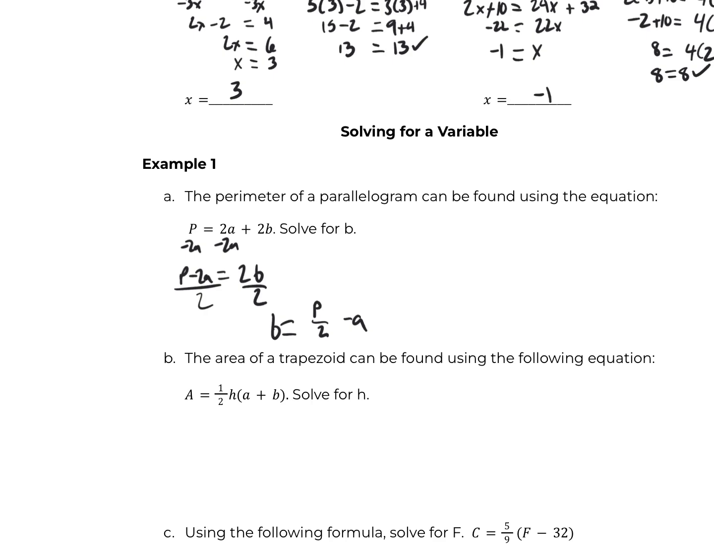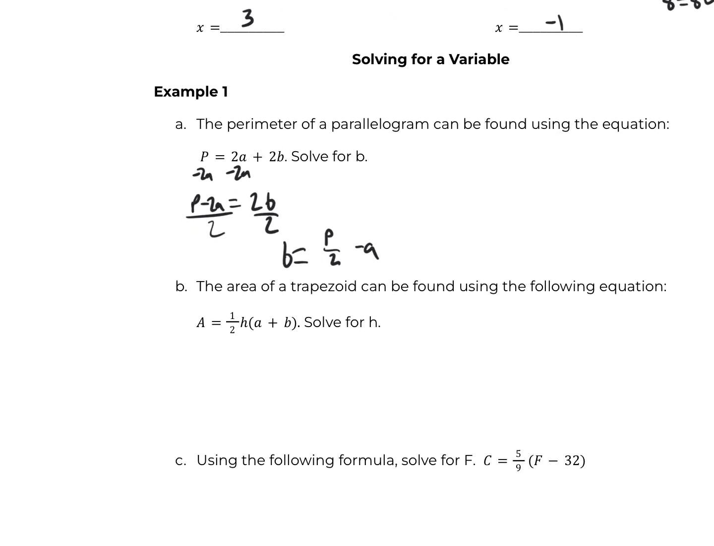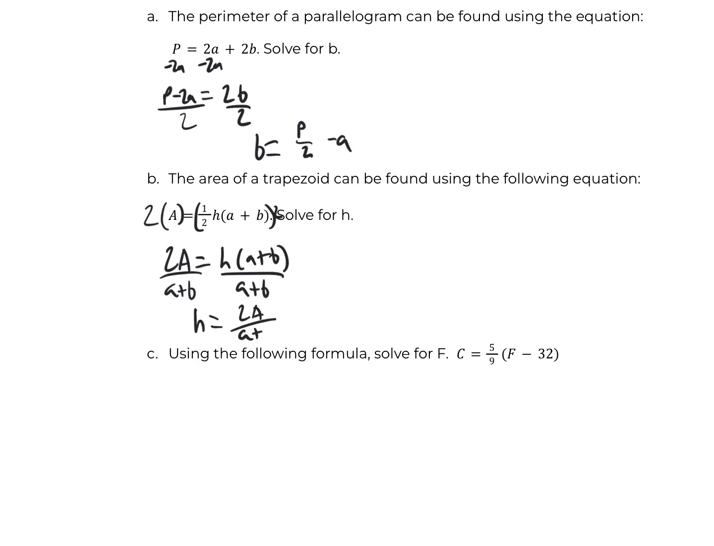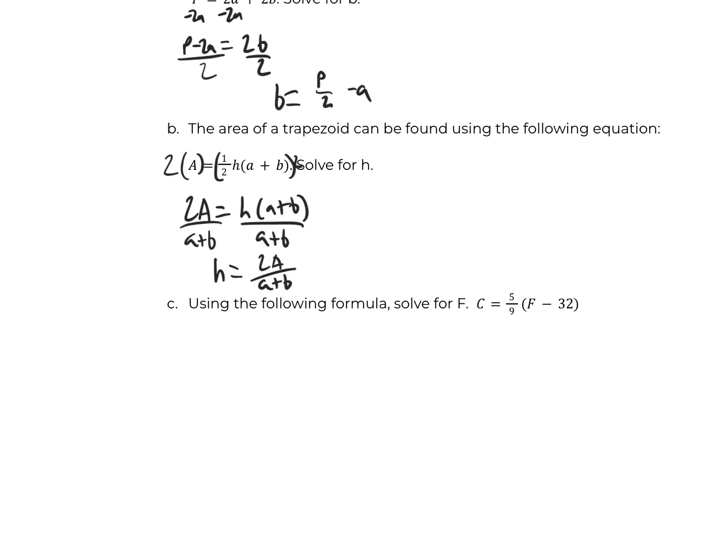Alright, the next thing we're going to look at is solving for h in the area of a trapezoid formula. So the first thing I'm going to do is get rid of that 1/2. I'm going to multiply both sides by 2. So it becomes 2a equals h times a plus b. And now I want to get rid of that a plus b. I'm going to divide both sides by a plus b. So I get h is equal to 2a over a plus b. And that's my final answer.